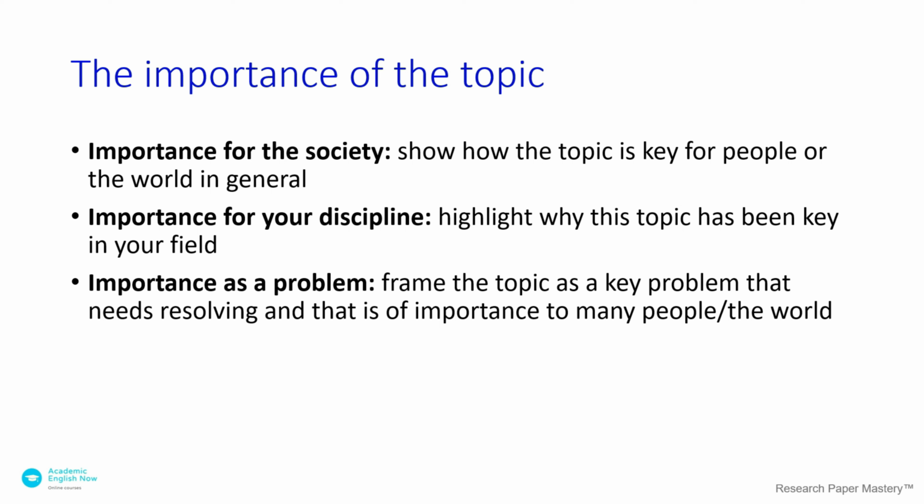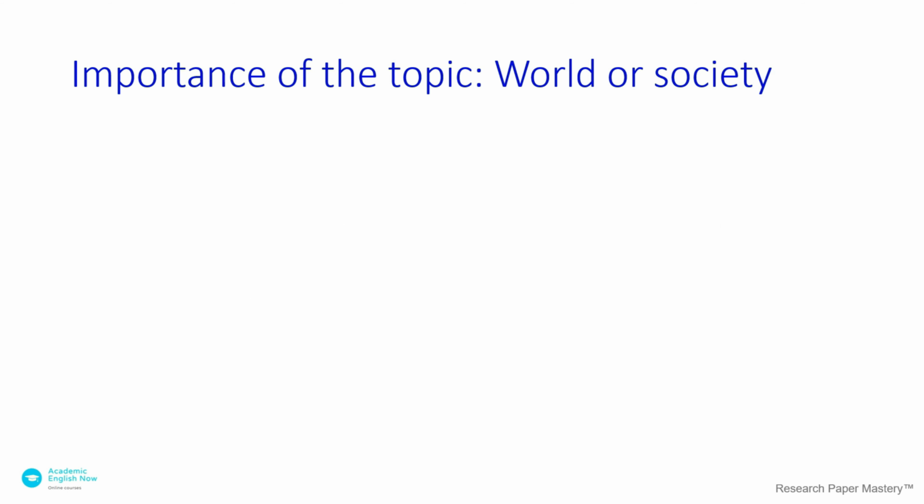So let's see how this is done in practice, and I'm going to show you a couple of examples, well, 3 examples, one for each type of importance, and then we'll look at it together, and then we'll brainstorm ideas for your own paper. So first of all, let's look at the importance of the topic for the world or the society in general.